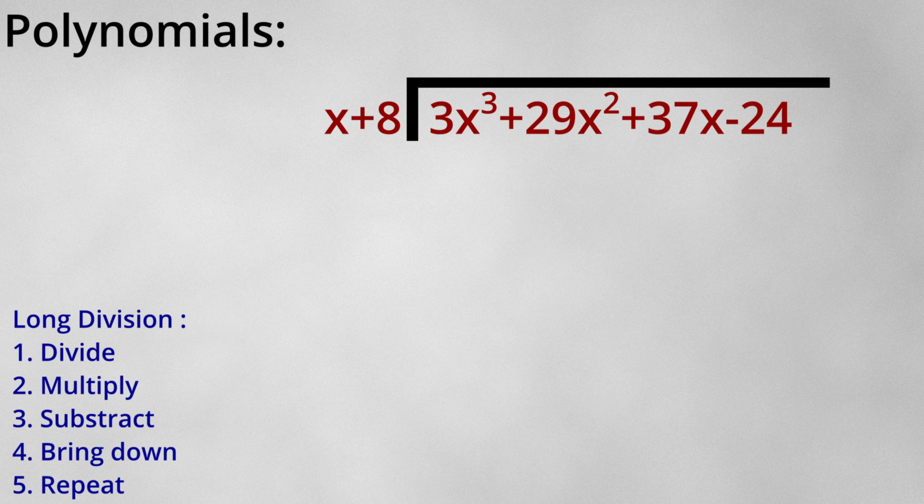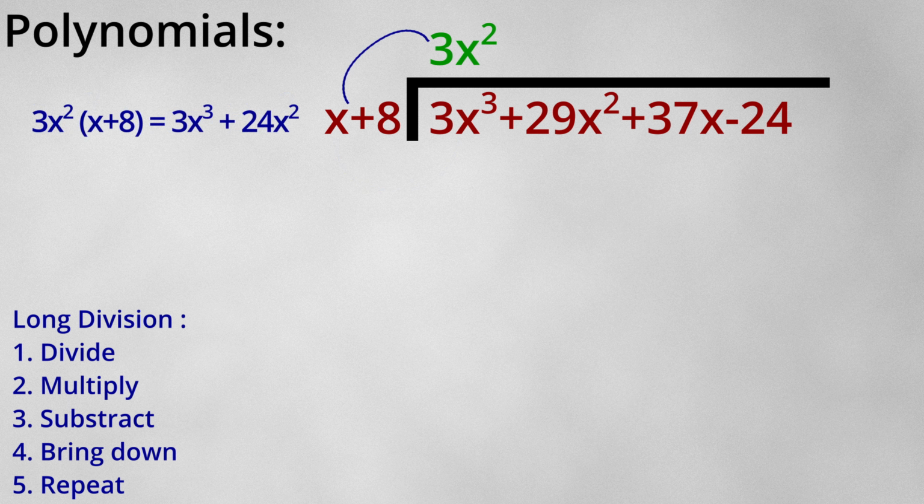Let's try another, more difficult and especially more realistic example. 3x cubed plus 29x squared plus 37x minus 24 divided by x plus 8. As we usually do, we will set up in a long division manner. And now, we will start with our x. So 3x cubed divided by x gives us 3x squared. So we'll write 3x squared on top.